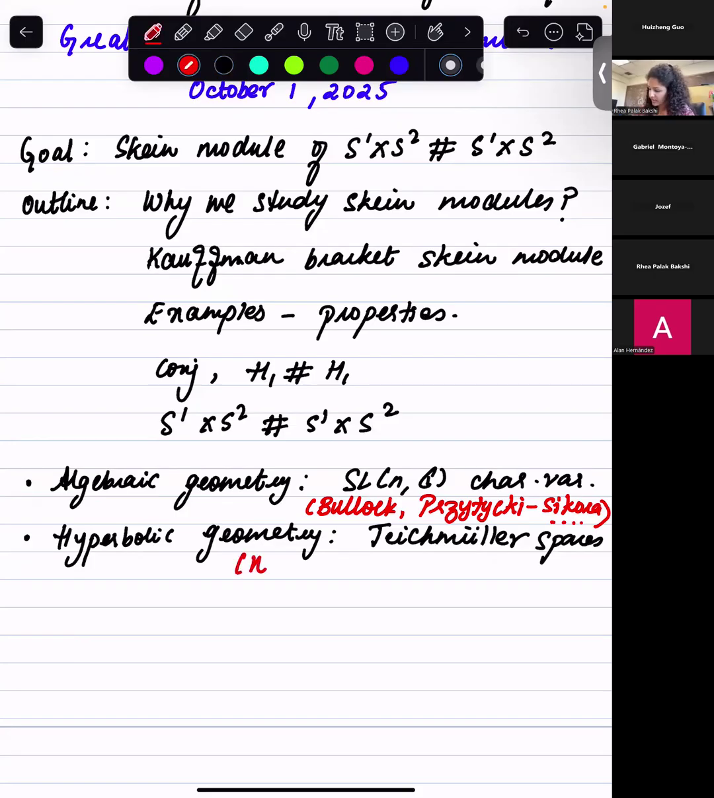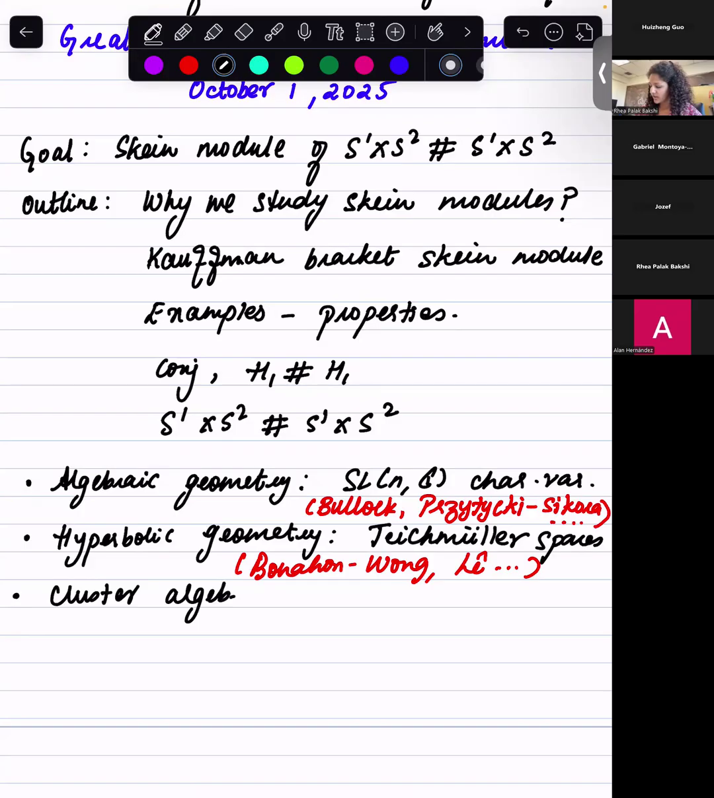So Teichmüller spaces, there's work by Francis Bonahon, Helen Wong, and Tian Yang Lê, where they constructed this quantum trace map from the Skein algebra, which basically relates the Skein algebra of a surface with the corresponding quantum Teichmüller space. They are related to cluster algebra theory. So this is by work of Greg Muller from the 2010s.